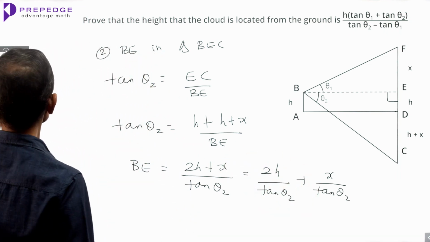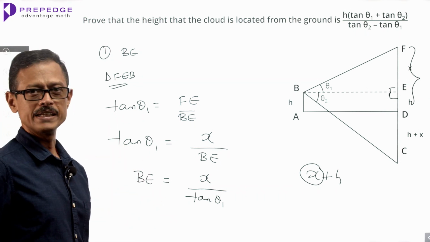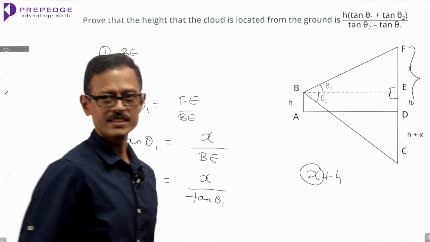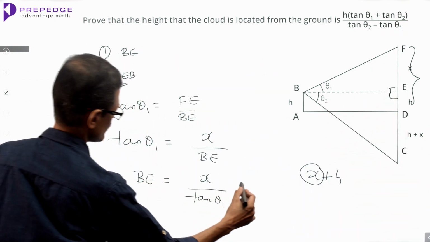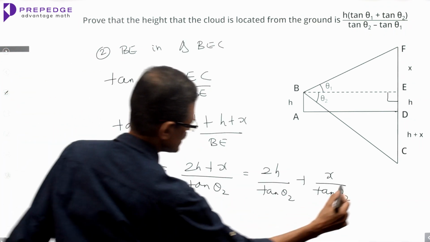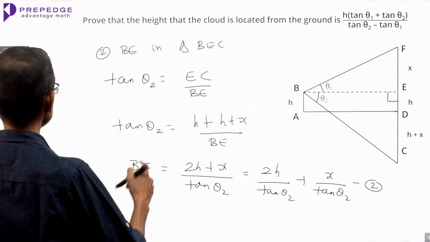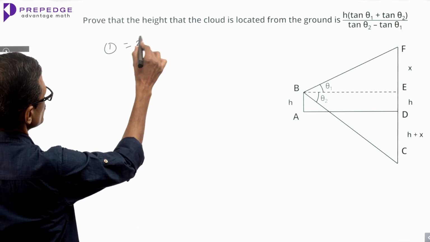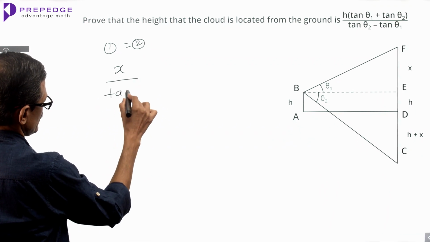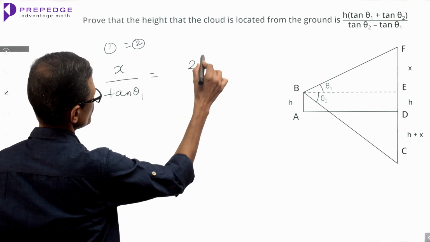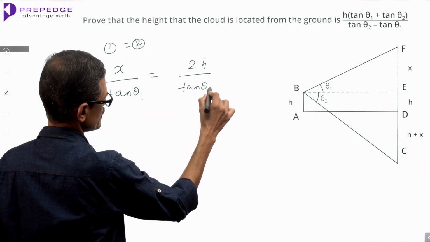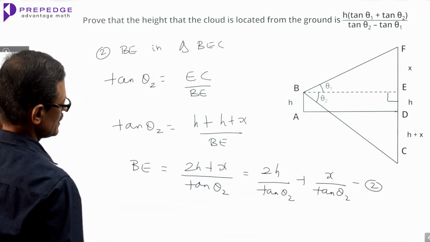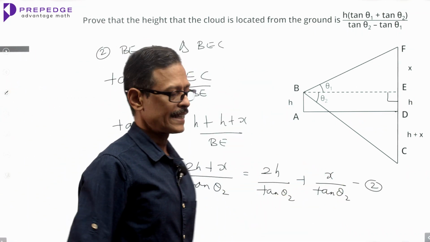In step 2 we found BE, and in step 1 we found BE. BE is the same whether you look at this right triangle FEB or right triangle BEC. So let's equate 1 and 2. We can call this equation 1 and this equation 2. When we equate the two, we'll get X by tan theta 1 is equal to 2H by tan theta 2 plus X by tan theta 2. Let's look once more: 2H by tan theta 2 plus X by tan theta 2.